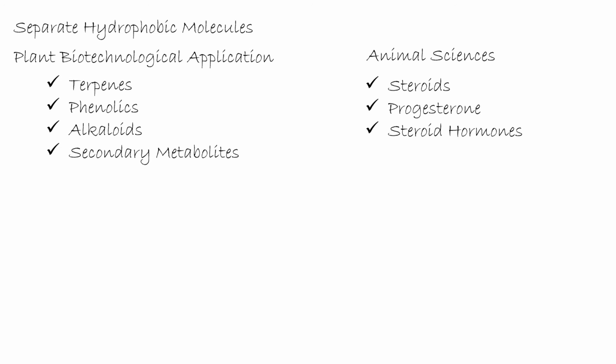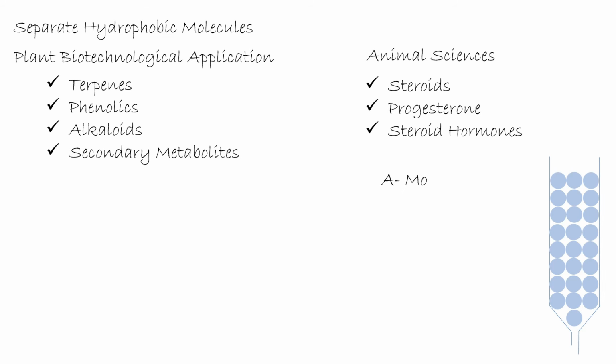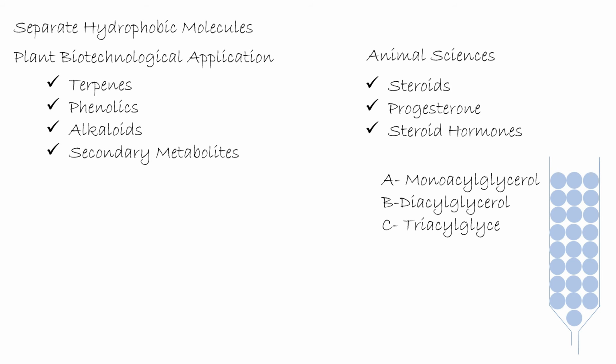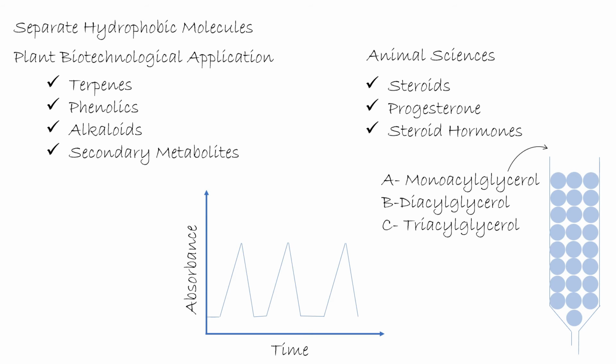And suppose in this column we have loaded 3 different samples. A is monoacyl glycerol, B is diacyl glycerol, and C is triacyl glycerol. And we have obtained a graph like this. Then what will be the peak for A, B, and C? Yes, the first peak is monoacyl glycerol, then diacyl glycerol, and then triacyl glycerol.